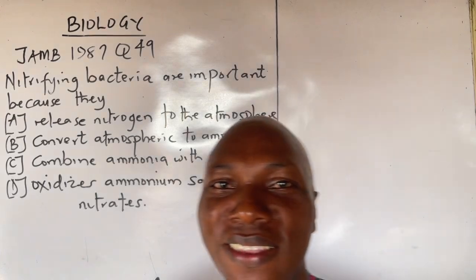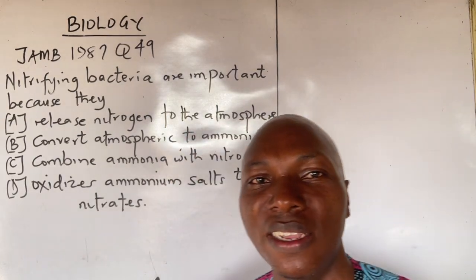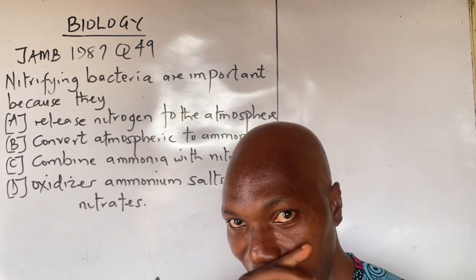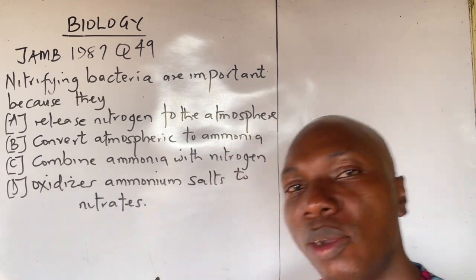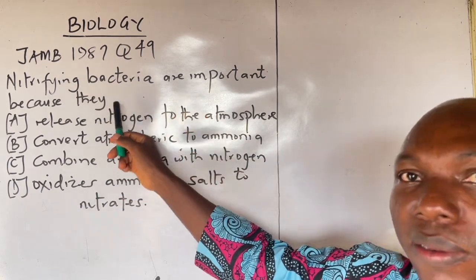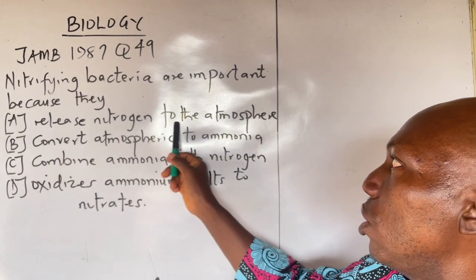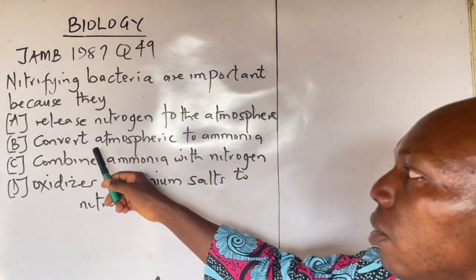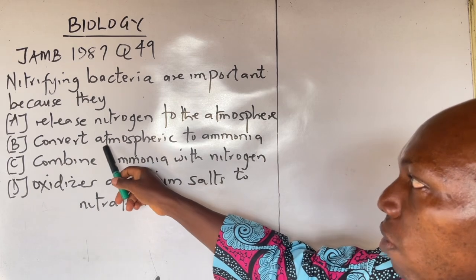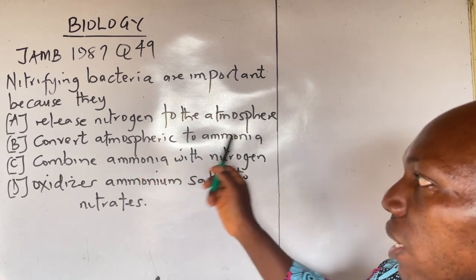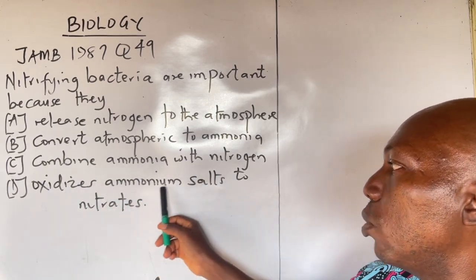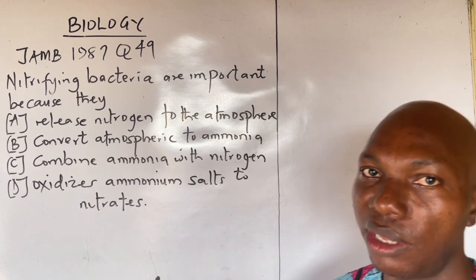Good day, friends. Today's class will be interesting because we'll be talking about plant nutrition by examining the question on the board. Nitrifying bacteria are important because they: A. Release nitrogen to the atmosphere, B. Convert atmospheric nitrogen to ammonia, C. Combine ammonia with nitrogen, and D. Oxidize ammonium salt to nitrate.